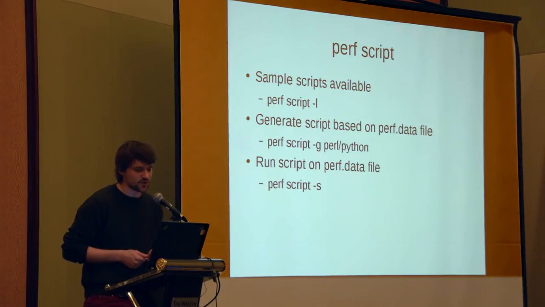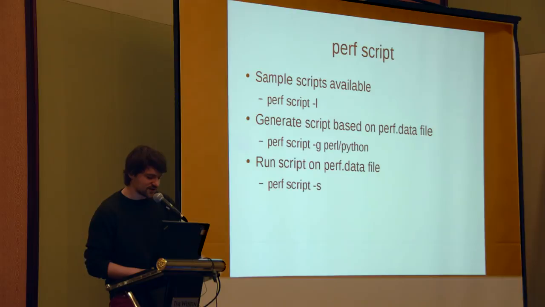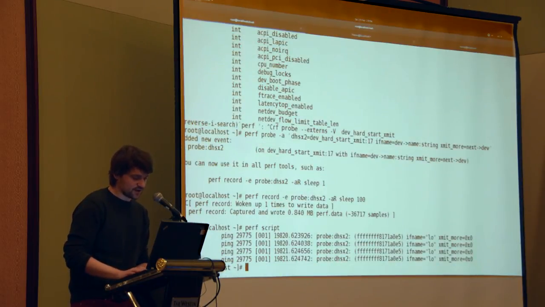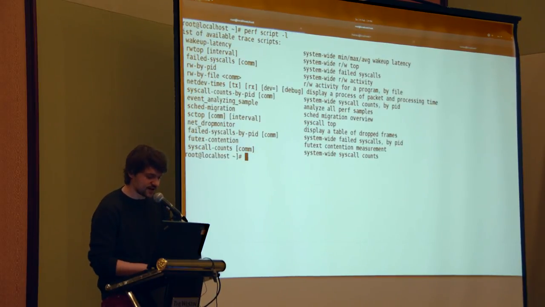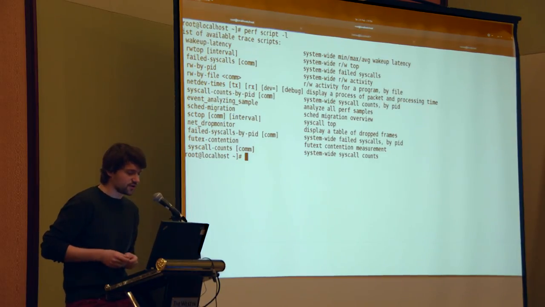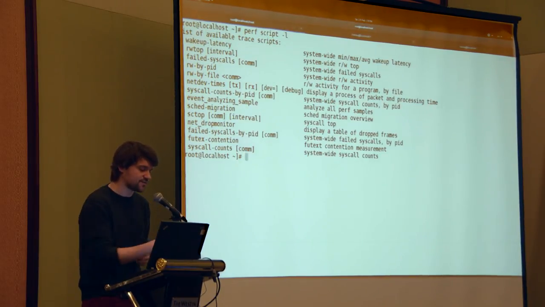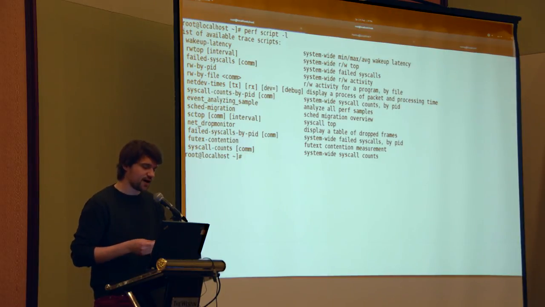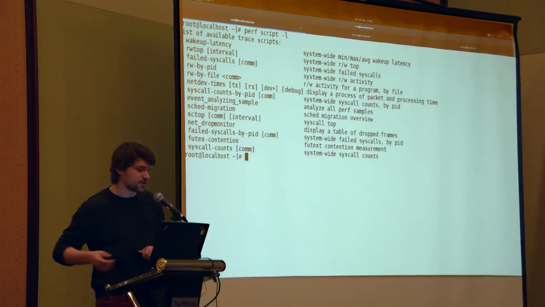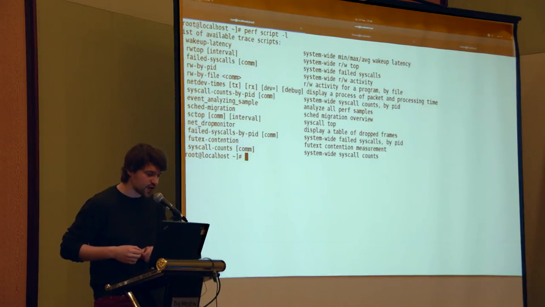Maybe if people come to me, I can show you how you can work with perf script. Perf script also has some pretty nice scripts people normally don't know about, some predefined scripts which are shipped with the perf distribution. Interesting for kernel or networking people is mostly the net drop monitor, because I learned that perf is probably more often installed on systems than Dropwatch. So you can use perf script net-dropmonitor to extract the same information.